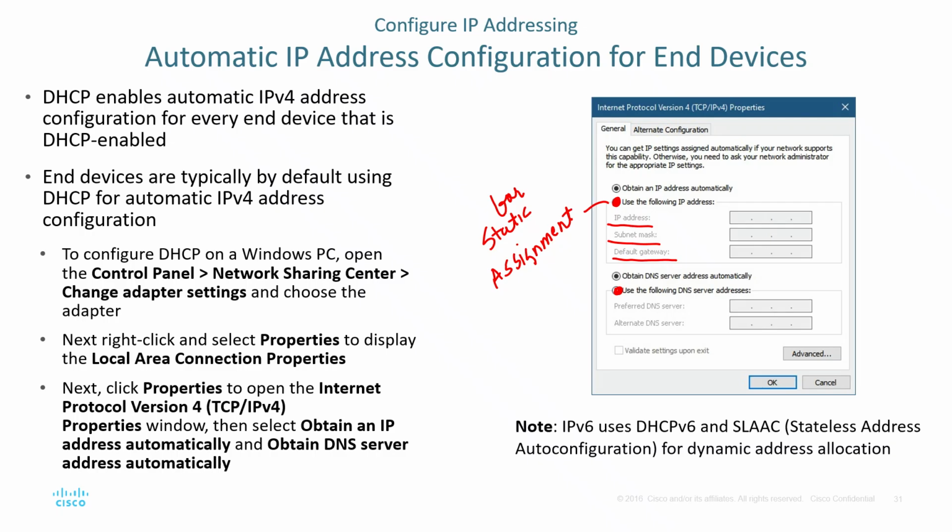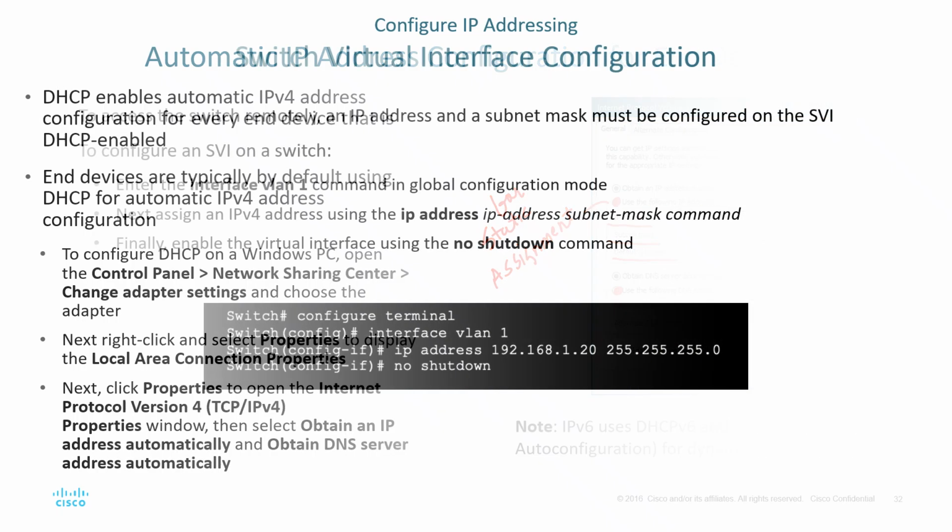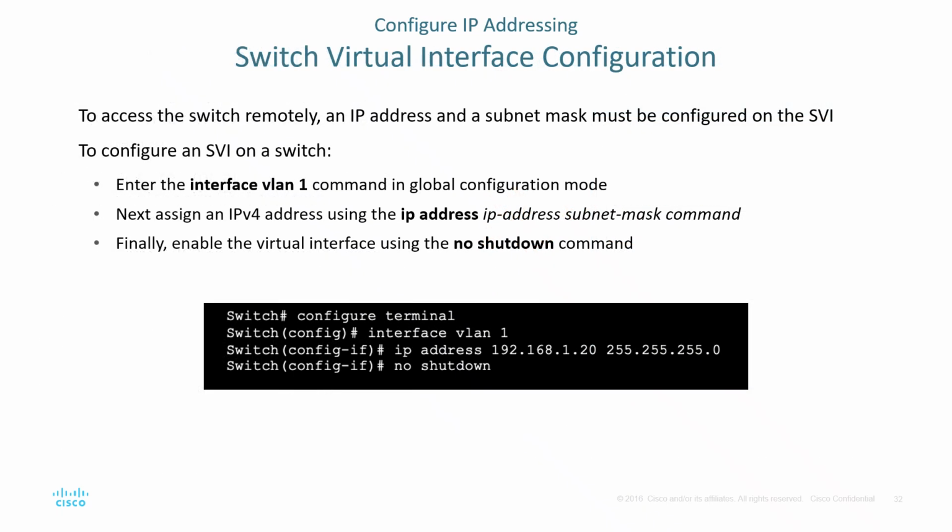Also, IPv6 uses DHCP version 6 and SLAAC, which is stateless address autoconfiguration, which we'll talk more about when we get to that chapter. So you have to do IPv4 and IPv6 if your lab calls for it.